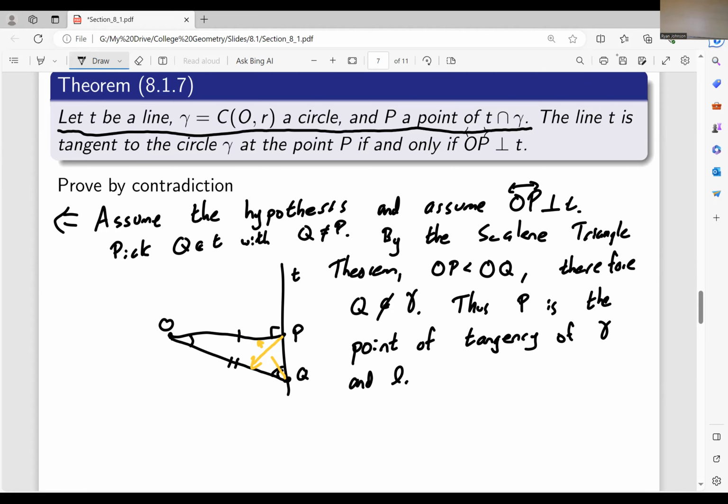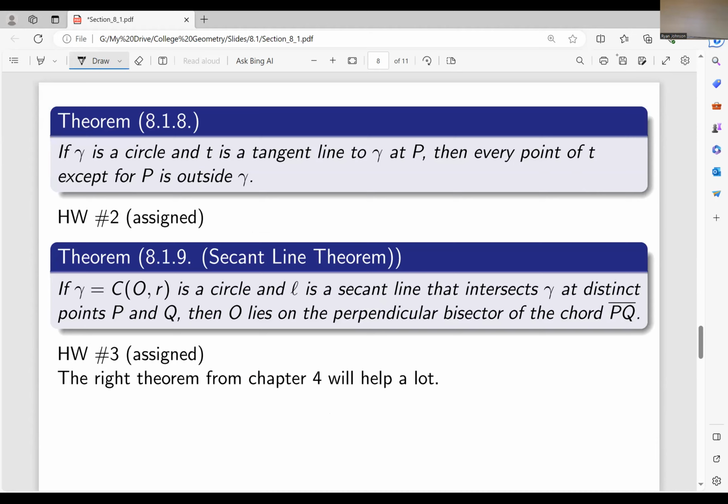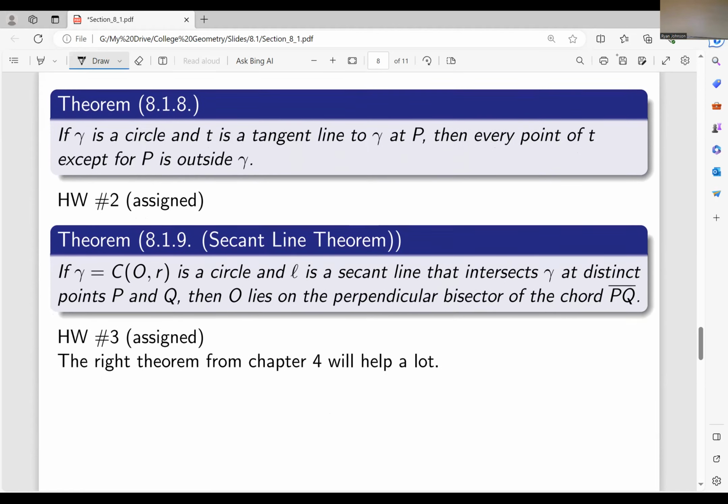All right, now moving on. Now we've got theorems that are your homework. So theorem 8.1.8 says if gamma is a circle and T is a tangent line to gamma at P, then every point of T except for P is outside gamma. Well, I might have kind of given that away in the last proof, so you're welcome.